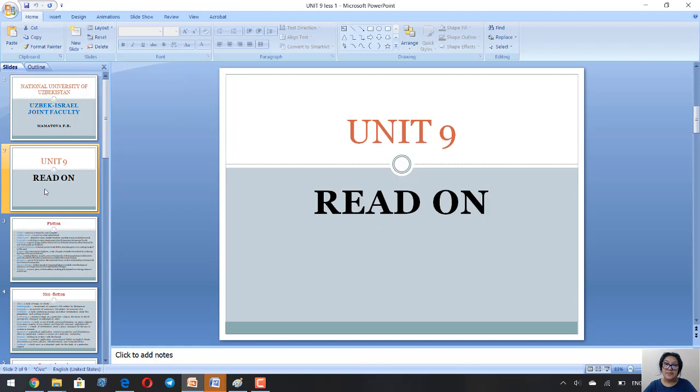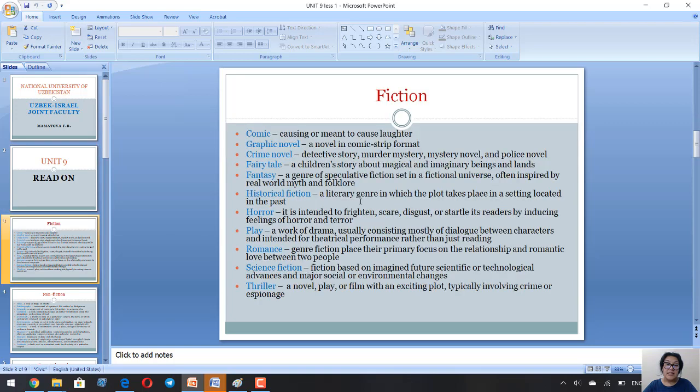In this lesson, I am going to talk about Unit 9, which is called Read On. In this unit, we'll talk about different genres of literature. Here we have two types, fiction and non-fiction literature. Fiction refers to literature created with imagination. And non-fiction refers to literature based on truth, facts.